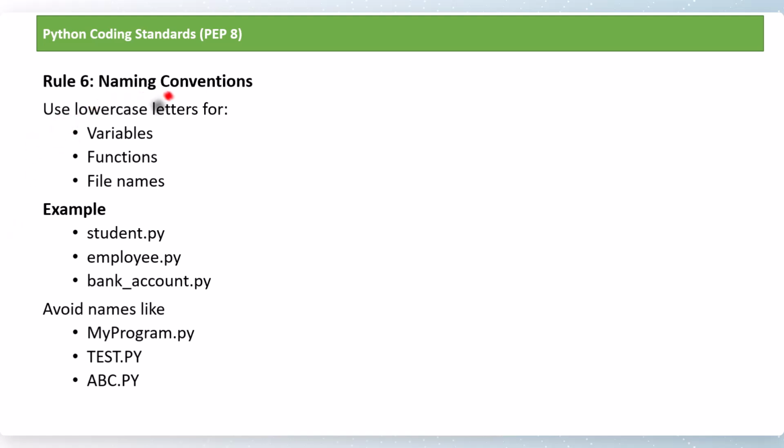And there are some naming conventions you have to follow for variable names, functions, and file names. You can use lowercase letters for all of these. For example, even file names you can say student.py, employee.py, bank_account.py. These are proper naming conventions instead of writing my program.py. If you have 100 programs, how would you write it? My program 1, my program 2, my program 3. That is not a proper naming convention. Or test.py, abc.py. All these are conventionally not good.